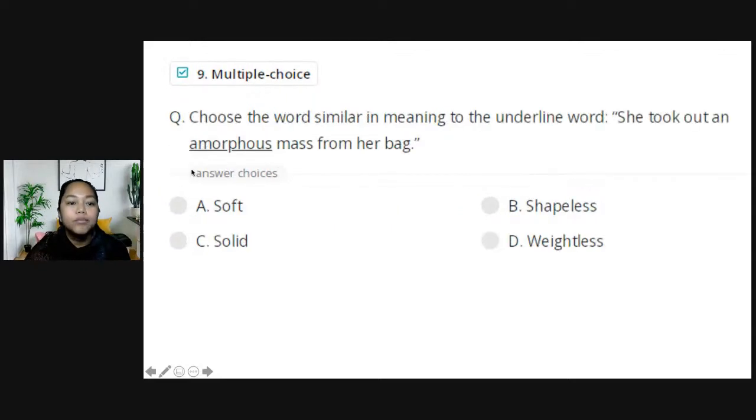Number 9, choose the word similar in meaning to the underlined word. She took out an amorphous mass from her bag. Is it letter A, soft, letter B, shapeless, letter C, solid, or letter D, weightless?